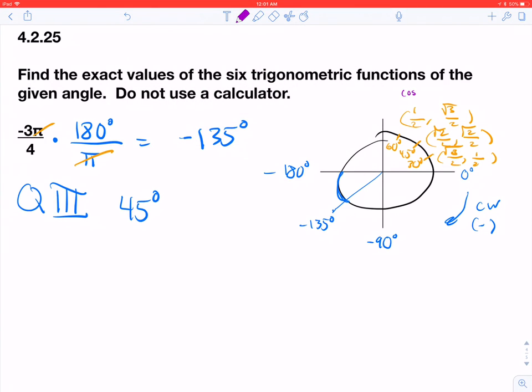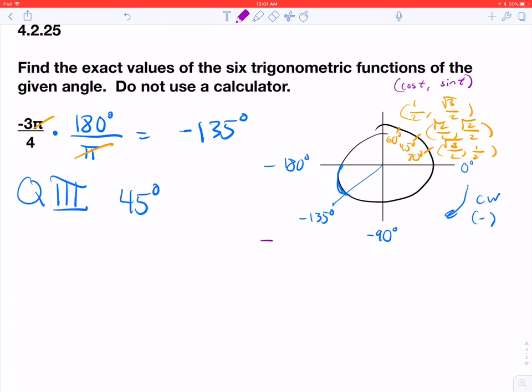The way this goes is cosine t, sine t. Cosine is the x, sine is your y. Whenever we're 45 degrees away from the x-axis, both your cosine and sine are root 2 over 2. You just have to straighten out whether it's positive or negative. If we're in quadrant 3, both the x and y are negative. So both sine and cosine are root 2 over 2, and they're both going to have a negative sign.